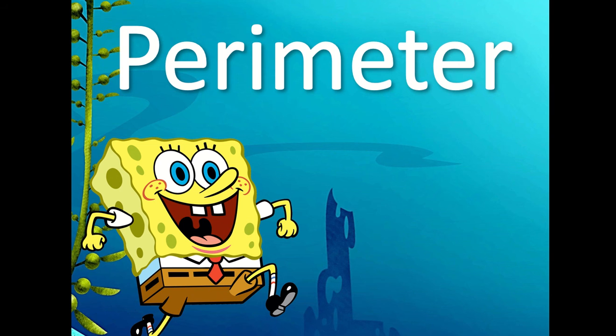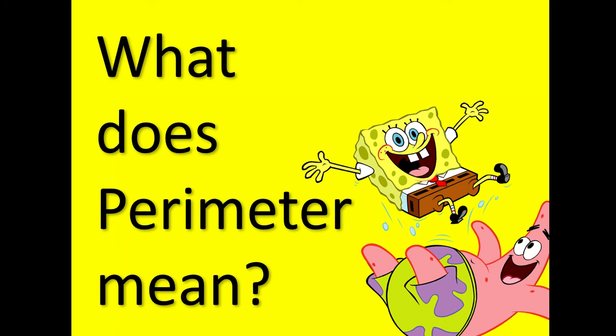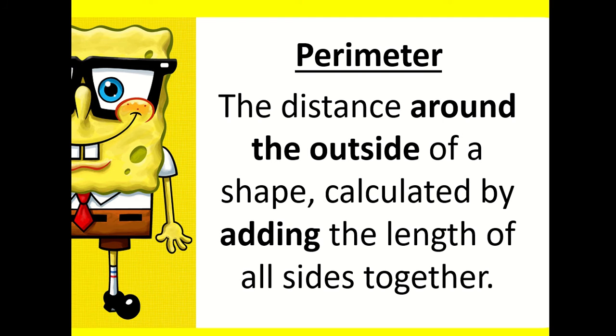Today we are going to be learning how to find the perimeter of different shapes. So what does perimeter mean? I wonder if you can remember. Well, the perimeter is the distance around the outside of a shape.